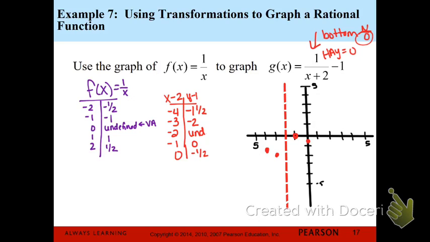So we do have a horizontal asymptote, but this told us it's going to go down 1, didn't it? I thought you said vertical. No, horizontal. So we're going to move it down 1, so my horizontal asymptote is actually going to be at negative 1. So I'm going to go ahead and draw that in as well. So down here at negative 1, I've got that horizontal asymptote, and make sure it's dashed.